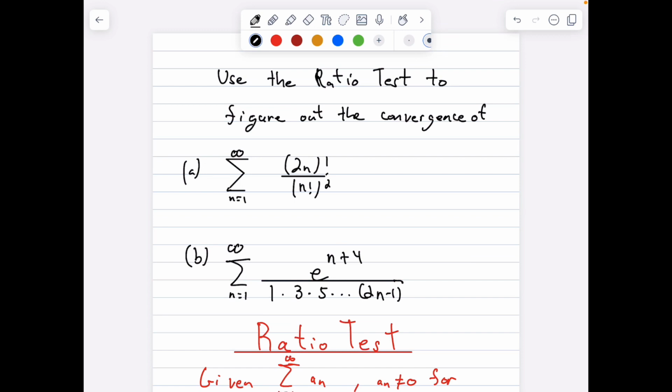All right, hello everyone. So today we have a calculus 2 problem, or problems, I should say. We'll be using the ratio test to figure out the convergence of two series. Today we're going to work on series A, which is the series sigma from 1 to infinity of the quantity 2n factorial divided by the quantity n factorial all squared.